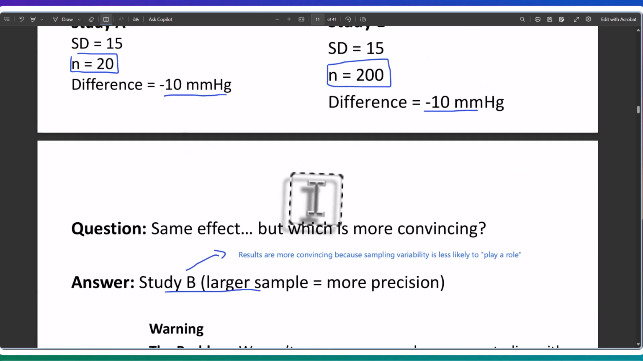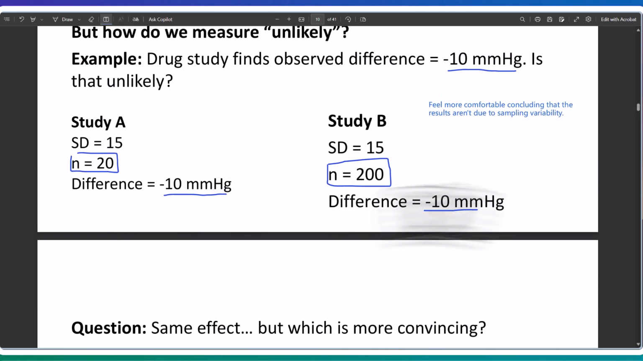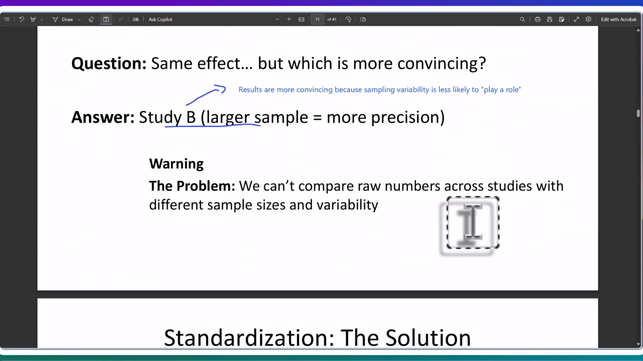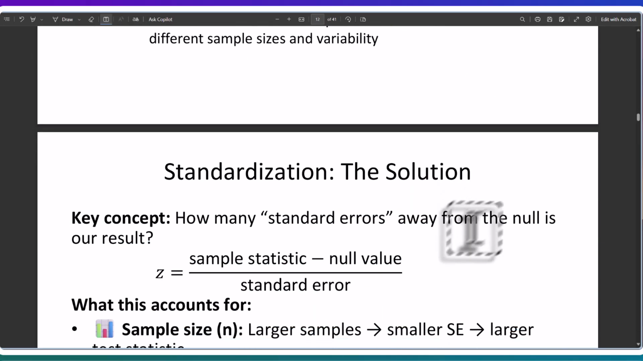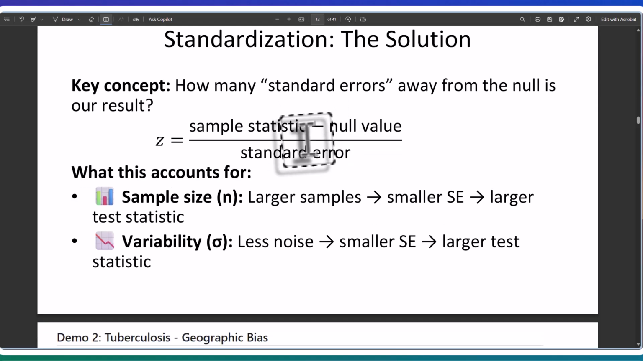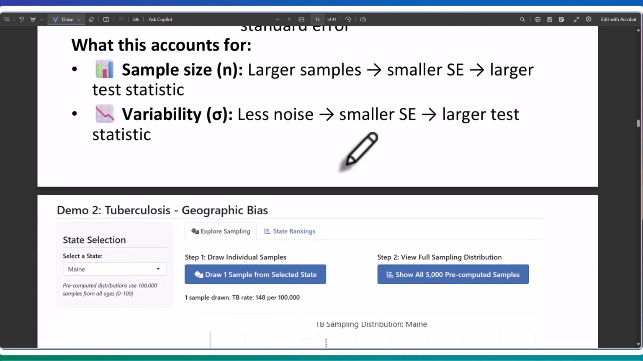So here, if we were to just report 10 millimeters of mercury, we don't really have a way of saying how unlikely that value is with reference to sampling variability. So we need some way to actually do it. And one way to do it is basically to hold up a ruler to our results and say, how many standard errors are we from the null hypothesis, that they're exactly equal in the population? Okay, so let me give you an example of this.